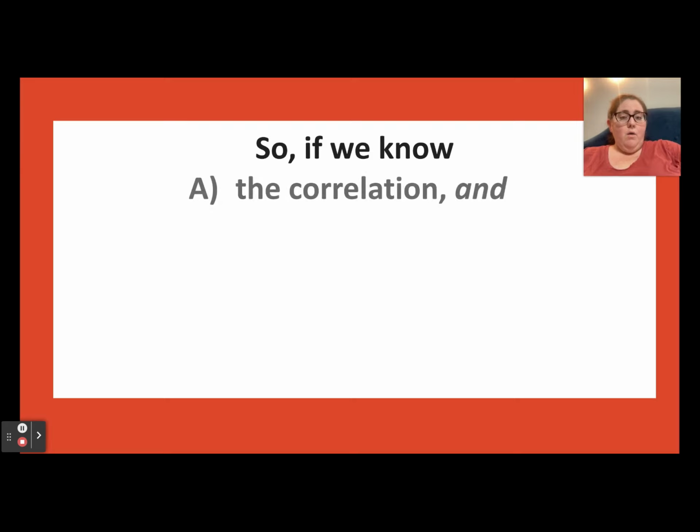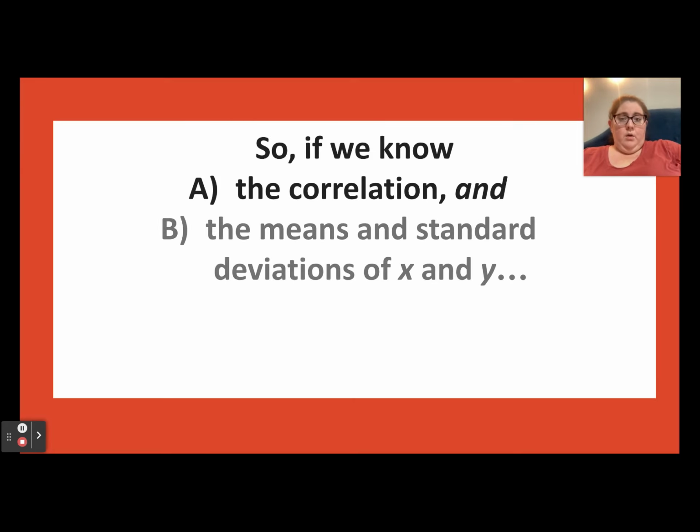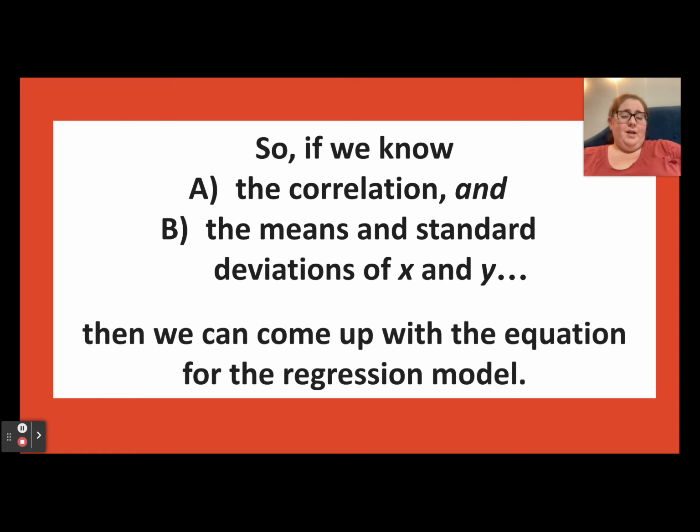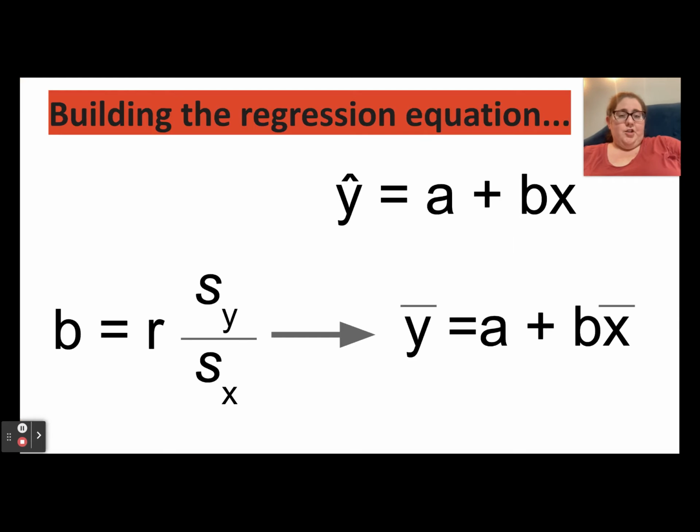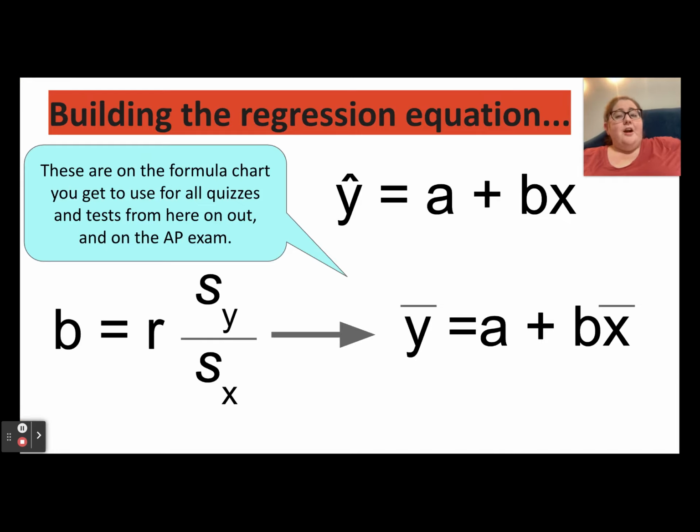So let's look at a situation. We know the correlation, we know r, we know the means and standard deviations of both x and y, then we could use that information to come up with an equation for our regression model, for our least squares regression line, by using these formulas.